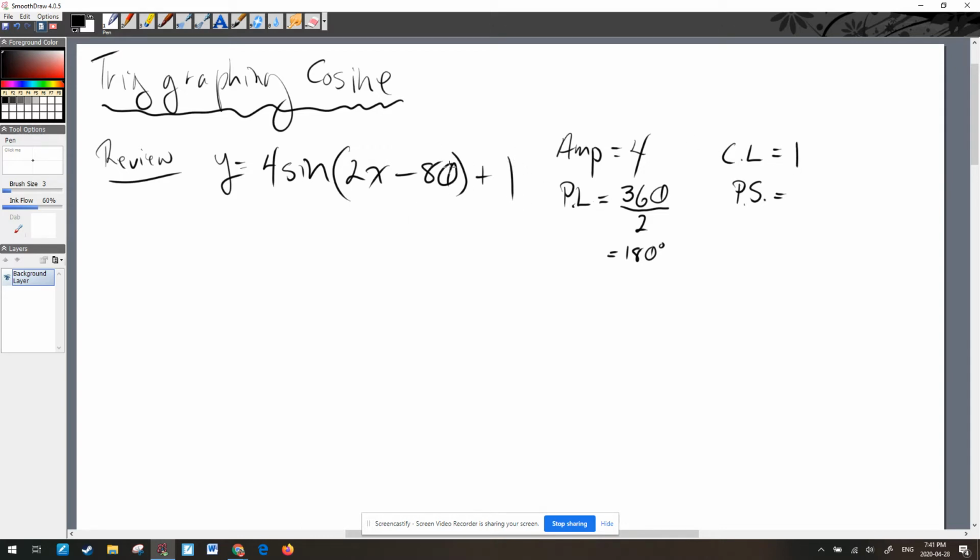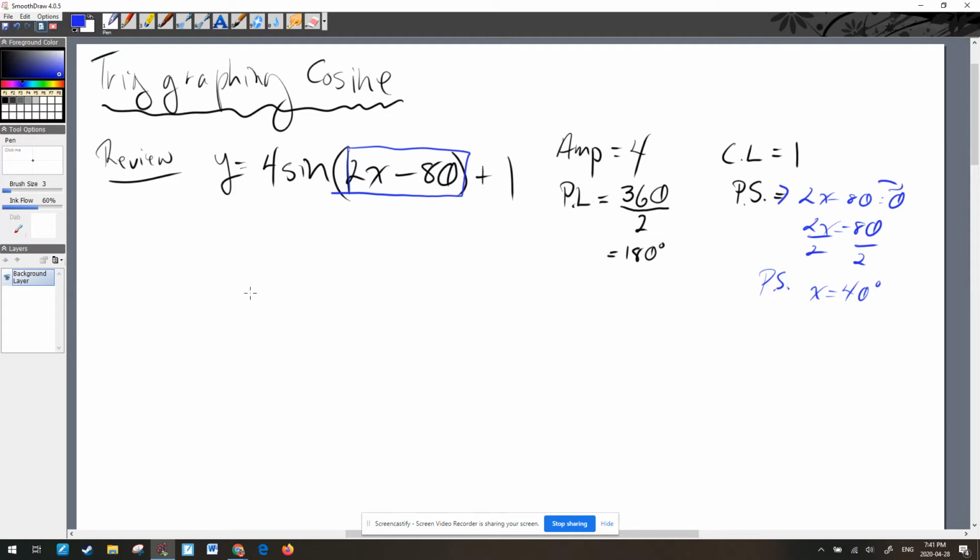It's the phase shift that is the most challenging. And the phase shift, the way that we're going to do it, remember, is we're going to take the entire set of brackets here. The entire set of brackets, and we're going to set it equal to 0 and solve. So I'm going to say my phase shift is going to be 2x minus 80 equals 0. Pop that over. We're going to get 2x equals 80. Divide both sides by 2. We're going to get x is equal to 40 degrees. So that's my phase shift. The phase shift is 40 degrees.